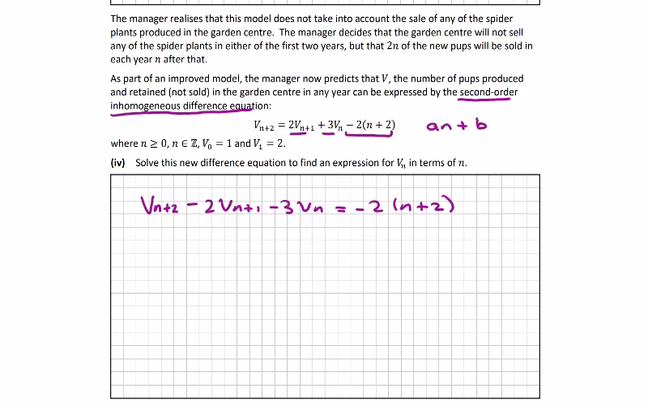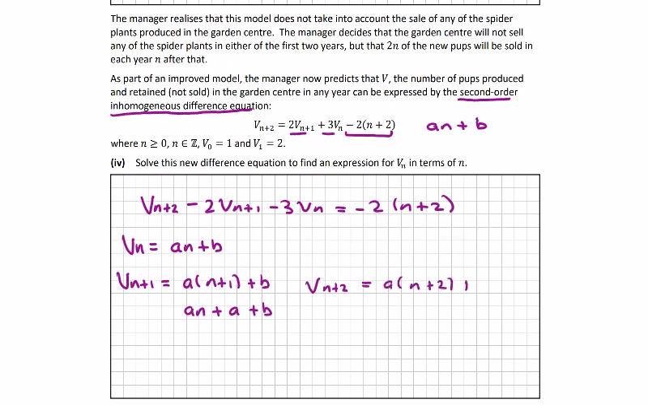So if vn is the solution in the form an plus b, vn plus 1 is equal to a times n plus 1 plus b, which is an plus a plus b. Vn plus 2 is going to be a times n plus 2 plus b, which is an plus 2a plus b. So we need n plus 2, n plus 1, and n. So I have them all here.